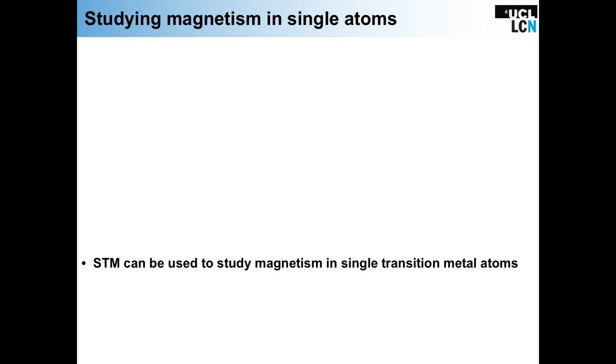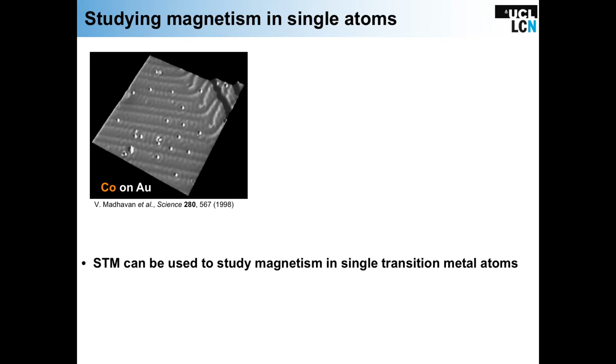So you can actually use the STM to study magnetism from single transition metal atoms. One of the earliest works in this area was done in 1998, and it was done using cobalt atoms on a gold surface. The image you see on the left is an STM image of cobalt on gold, and each of these little dots that are circled in orange represents single cobalt atoms on that gold surface.